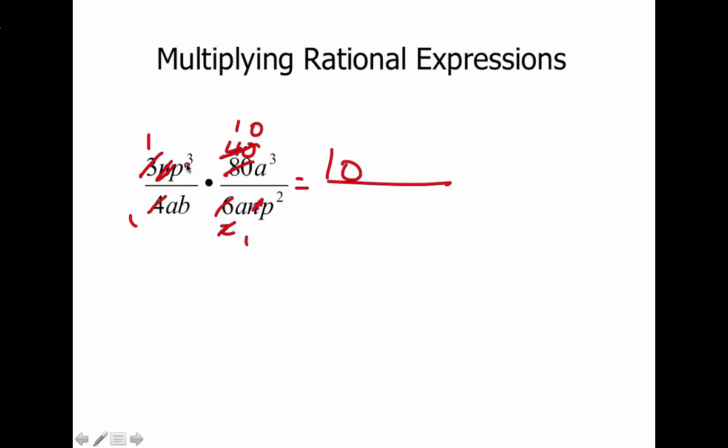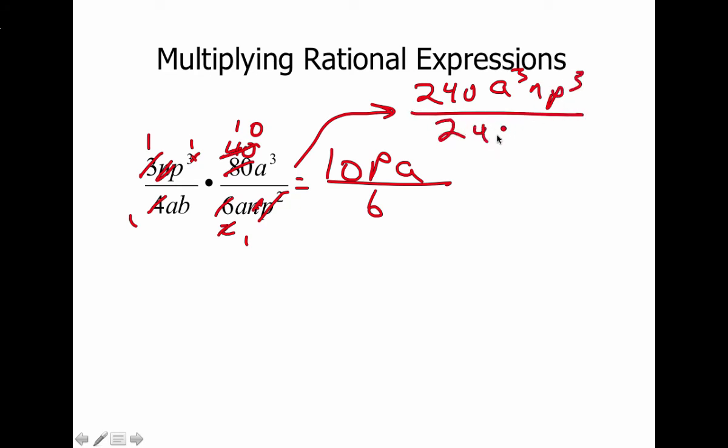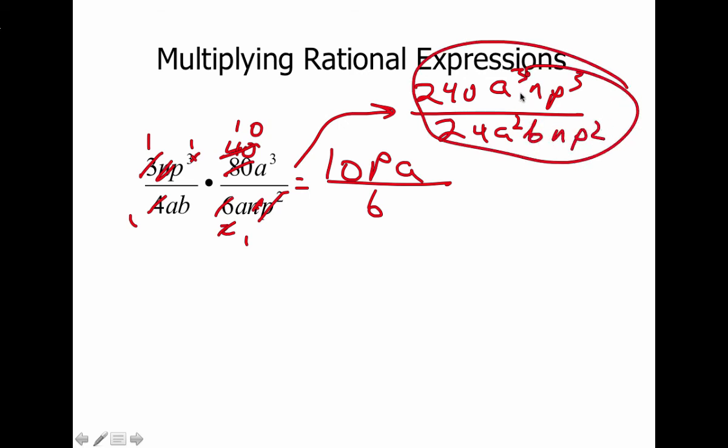Goes away. I have p cubed on top and p squared on the bottom. P on top. Be 1 left. These would go away. A cubed on top, 2 a's on the bottom. Be an a and a b on the bottom. That's it. If you multiplied them right away, you would have to deal with bigger numbers. A lot of times it's going to be easier. So if you did 240 a cubed np cubed over 24 a squared b np squared, and then you could simplify this and it would simplify down to the same thing.